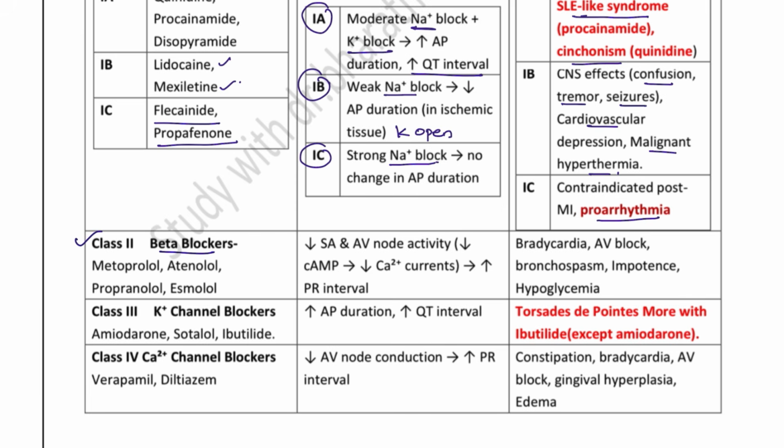Class 2 is the beta blockers: metoprolol, esmolol, atenolol. They will decrease the SA node and AV node conductivity so that the PR interval will be increased in this patient. Bradycardia, AV block, bronchospasm, impotence and hypoglycemia are the side effects.